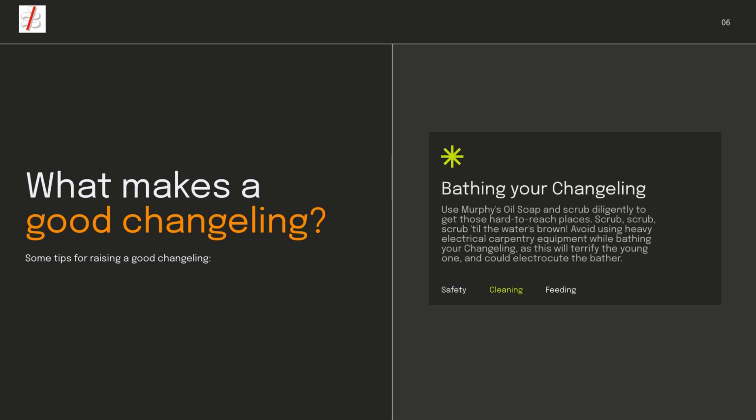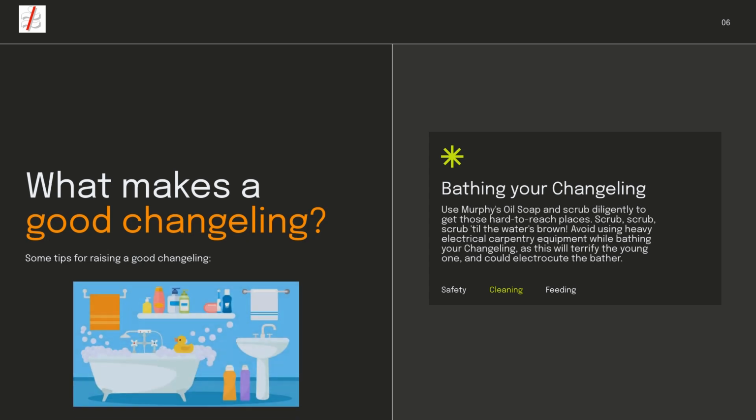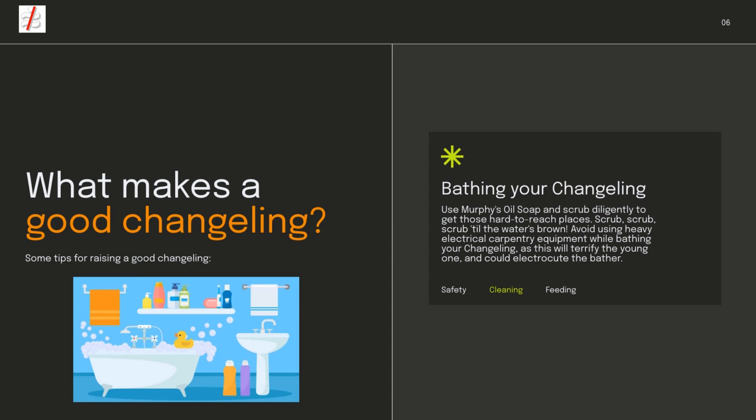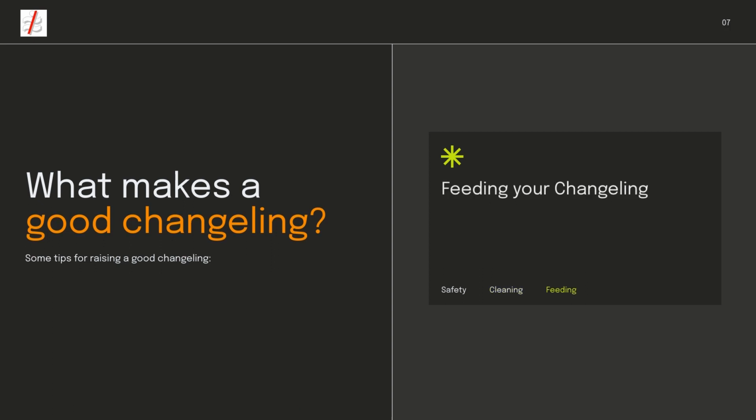Use Murphy's oil soap and scrub diligently to get those hard-to-reach places. Scrub, scrub, scrub till the water's brown. Avoid using heavy electrical carpentry equipment while bathing your changeling, as this will terrify the young one and could electrocute the bather. Feeding your changeling.